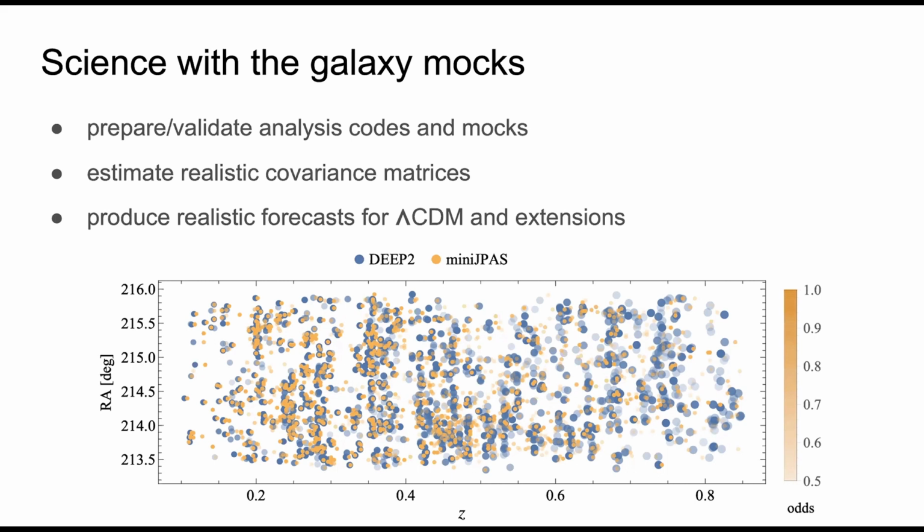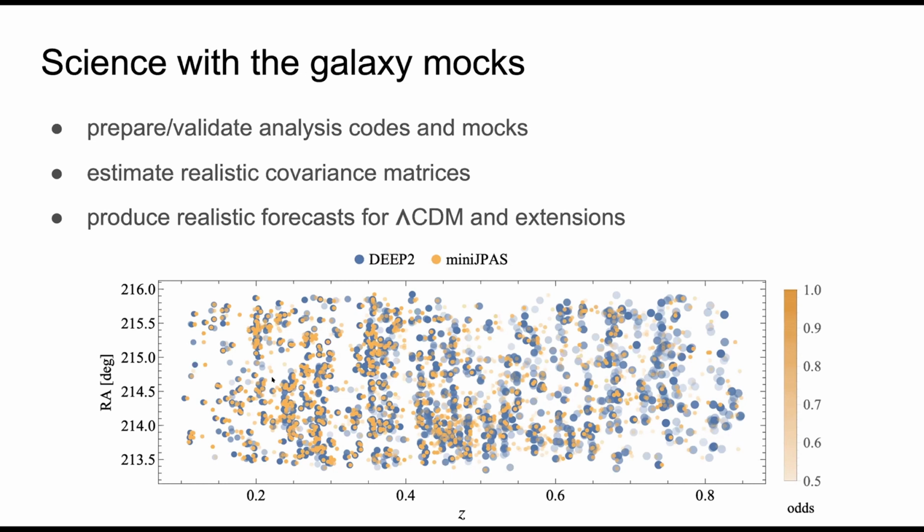Once we do this, once we have estimated the covariance matrices, for example for large-scale structure estimation, for H(z) or angular diameter distance estimation, then we can really produce realistic forecasts for any, say, smooth extension of the standard model of cosmology. And as a time scale, we wish to start looking into it by the end of the year.